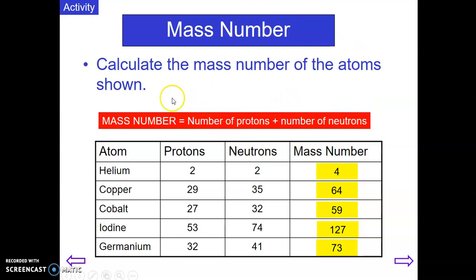As in a lot of cases, well, certainly several cases in science, the calculation is not the difficult bit, it's knowing what numbers to put into the calculation. If you want to calculate the mass number, it's a simple addition, but it needs to be the number of protons plus the number of neutrons that you add together.